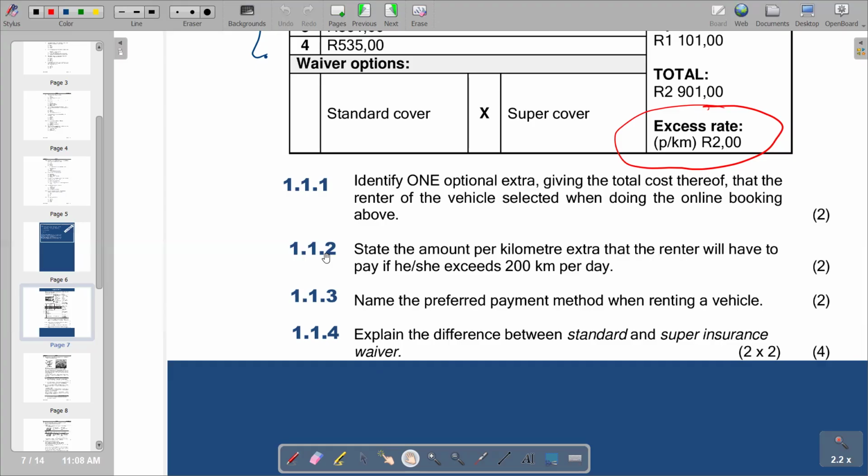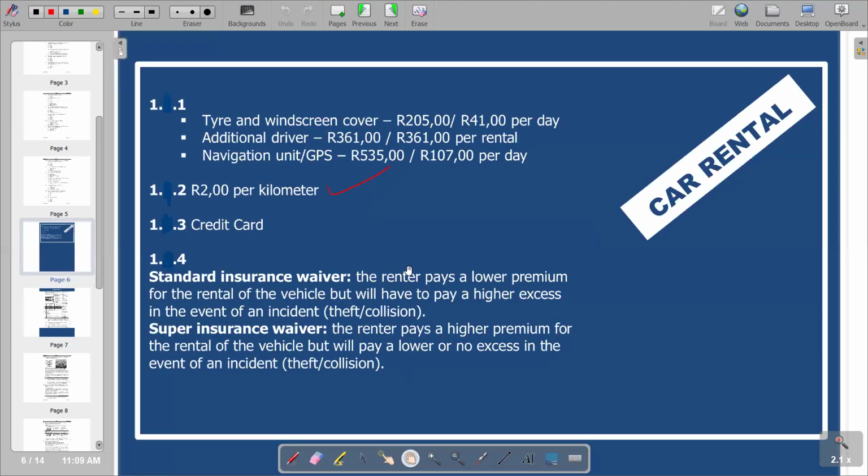The insurance excess is the amount you pay as a client when you are involved in a certain incident. For example, there is an accident that has taken place. So basically, that's what we have. The brief description that we have in terms of standard insurance waiver is that the renter pays a lower premium for the rental of the vehicle, but has to pay a higher excess in the event of an incident. And the incident can be a theft, or a collision.